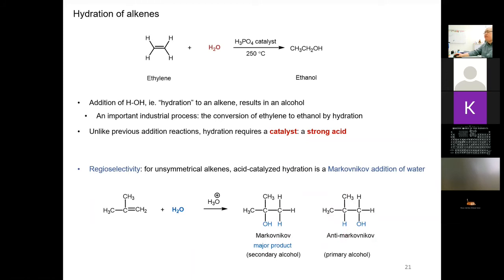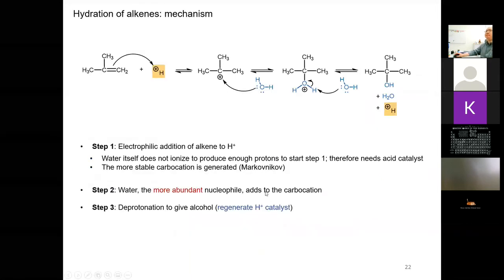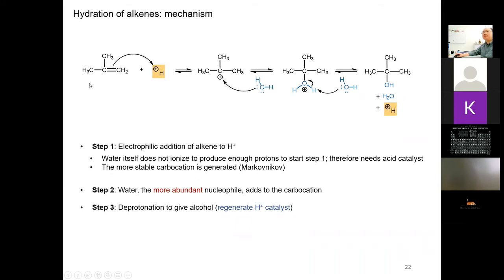And also, you don't need to write down the anti-Markovnikov product in exams or midterms. Okay, you just need to write down the major product. Okay, mechanism. So it's a three-step mechanism. It's different from the HX addition. But the first step of the hydration is similar to the first step of the HX addition, which is the alkene adding to an H+.